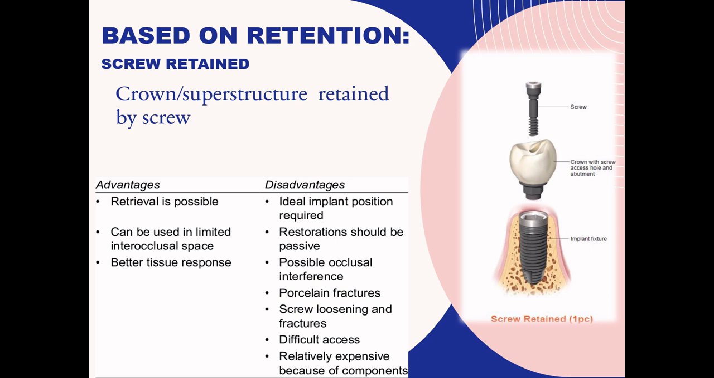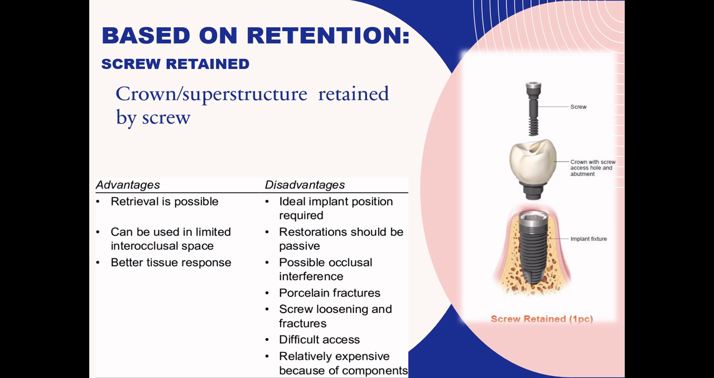So in case of a cemented prosthesis, we need a vertical component of around 5 mm or more to provide adequate retention and resistance. Whereas screw retained restoration require low profile retention and so it can be used in limited interocclusal space. And here there is better tissue response when compared to cement retained restoration.